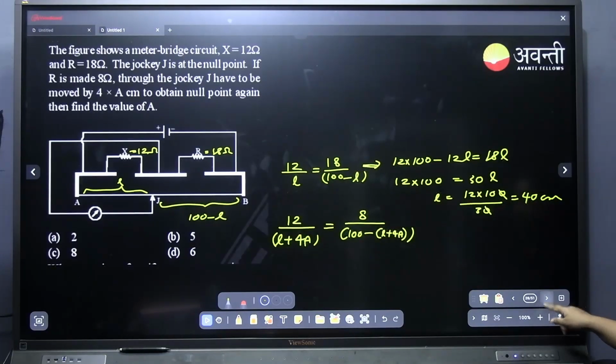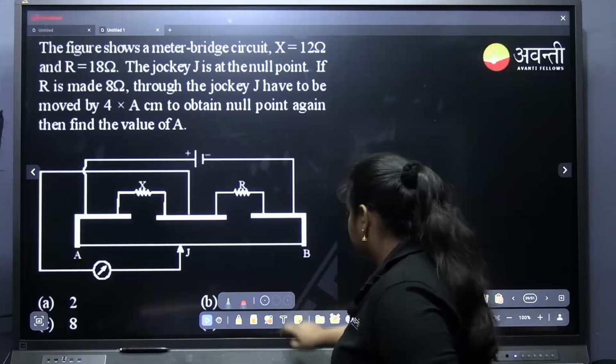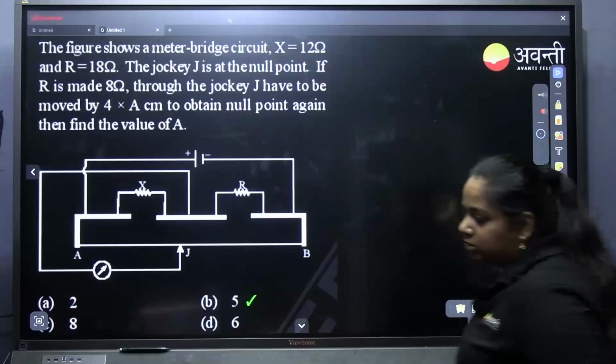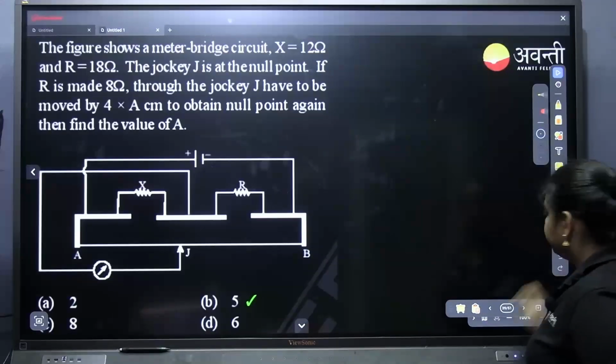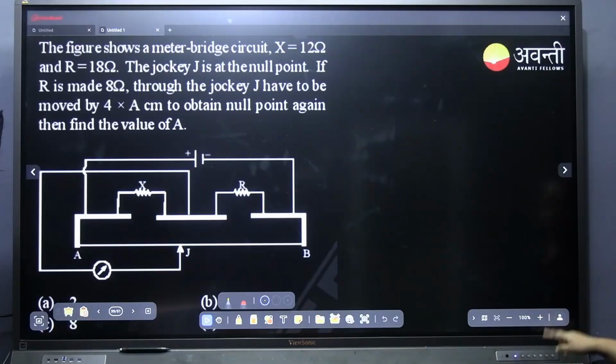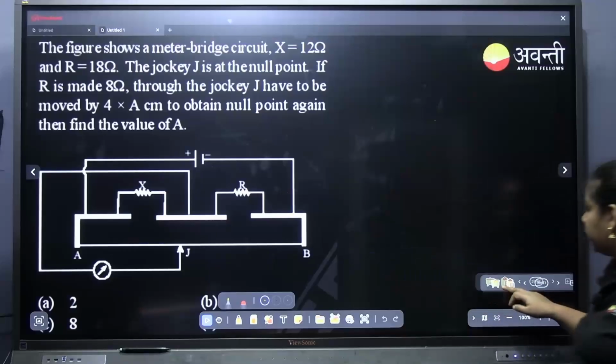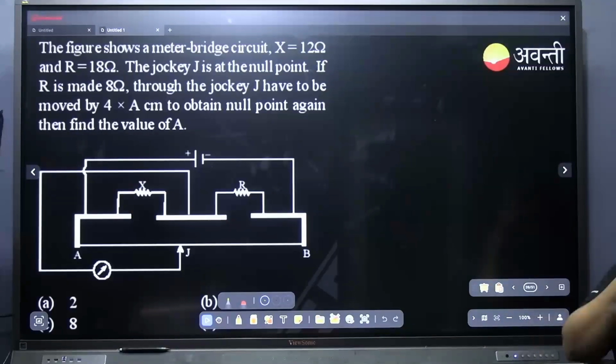I hope so. So, answer is option B. If there is no doubt in this, can we move to the next question?